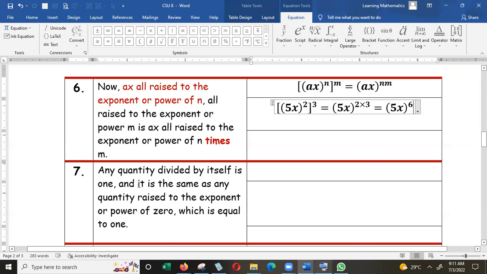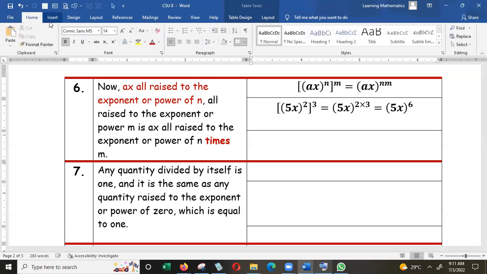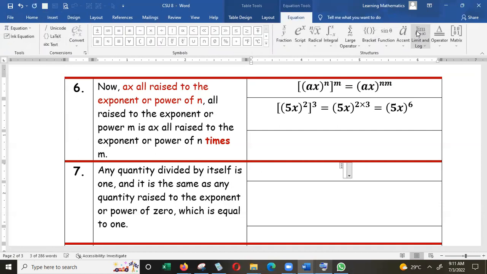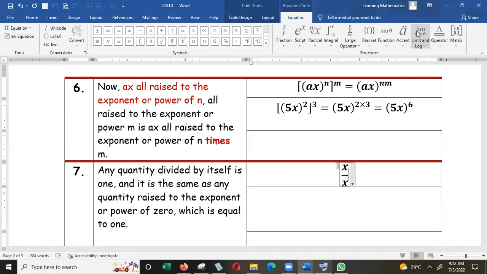Now you have another rule. It says any quantity divided by itself is 1. And it is the same as any quantity raised to the exponent or power of 0, which is equal to 1. Any quantity, we can use x. Any quantity divided by itself, that's x over x, is equal to 1. 5 divided by 5 is 1. 10 divided by 10 is 1. So x divided by x is 1. X can only go into itself once.